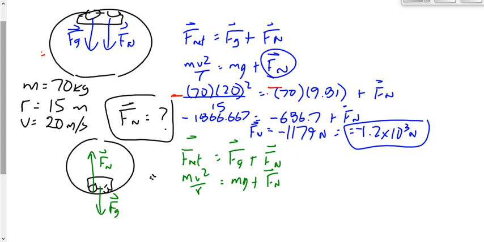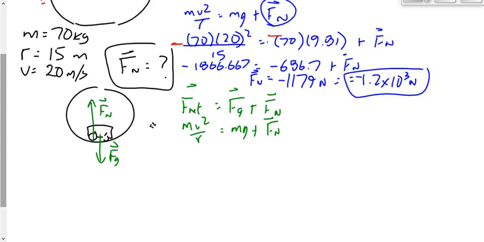Should it be? Sure it is. We established right at the beginning that the normal force is acting down. We should get a negative value for that. All right, what about the bottom one here?